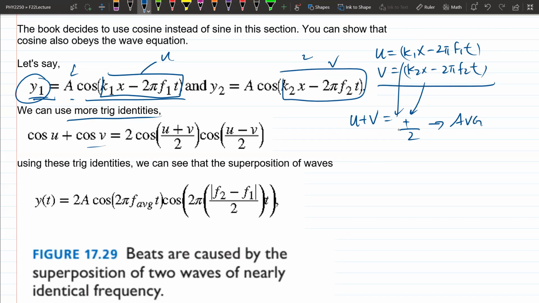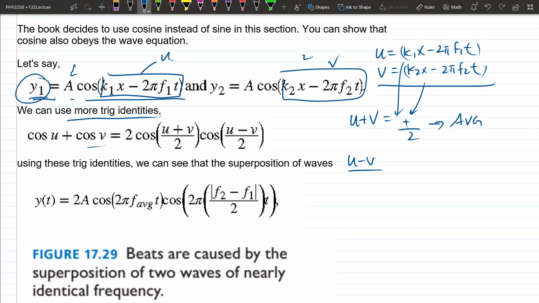So if my age is 43, your age is, I don't know, 22. You add those two ages together, you divide by 2, you get the average age, whatever that is. So what happened is that this first piece here just becomes whatever the average frequency is. The other piece is the difference between the two. When you subtract these two, you actually have the difference of the two frequencies, F1 and F2.